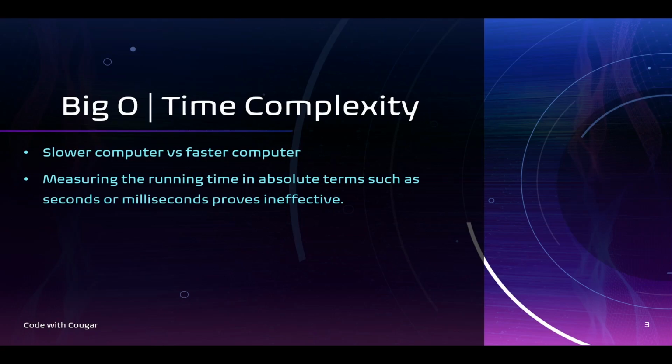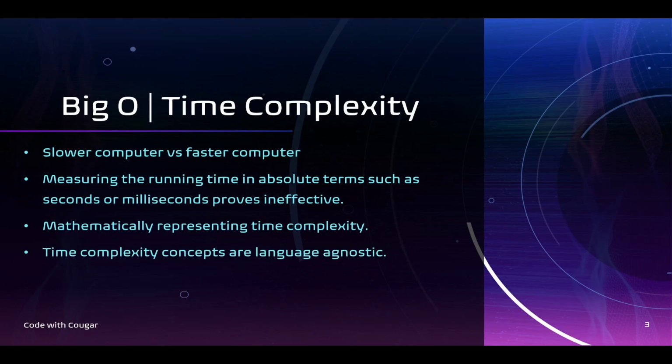So it doesn't make sense to say the running time of this algorithm is this many seconds or this many milliseconds. A more meaningful approach involves mathematically representing the time complexity, known as big O notation in computer science. Instead of specifying the algorithm's running time as 2 seconds or 5 seconds, we employ big O notation to denote the time complexity of an algorithm.